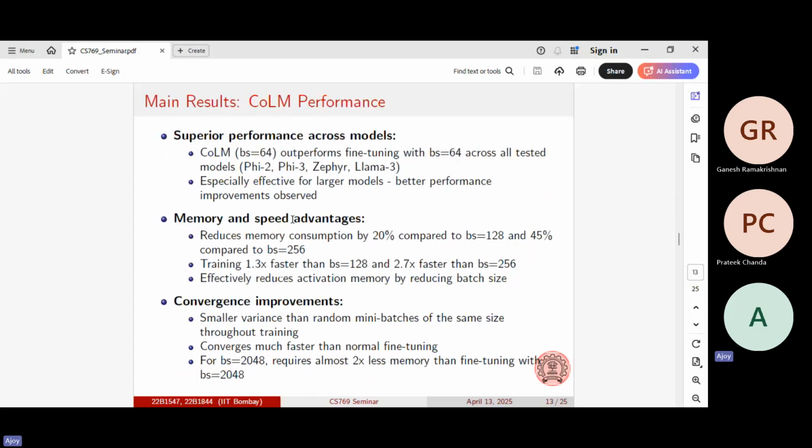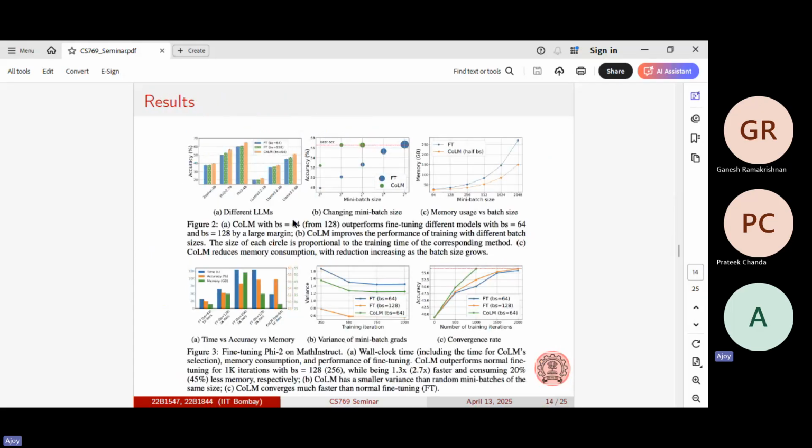So the results are that the CoLM method introduced in this paper outperformed all the other methods. Next slide. As we can see, in all the models the CoLM performed best. Here, with the least mini batch size, it could get the best results. The memory requirements have reduced, the variance has reduced, and in a lesser number of training iterations it got the best results. And here also we can compare time, accuracy, and memory. It performs best in all.